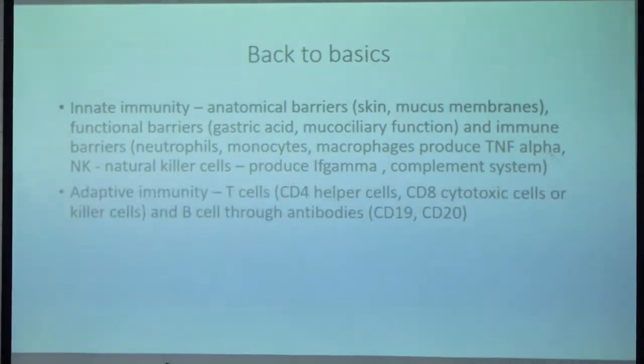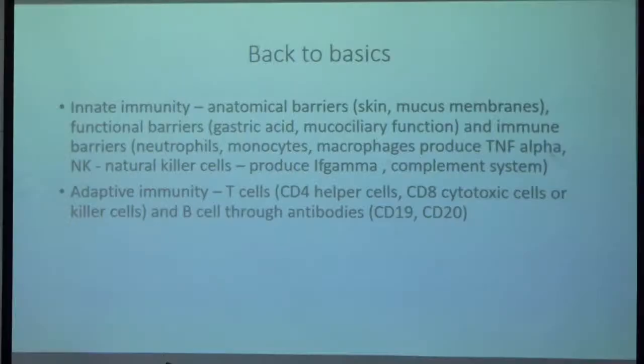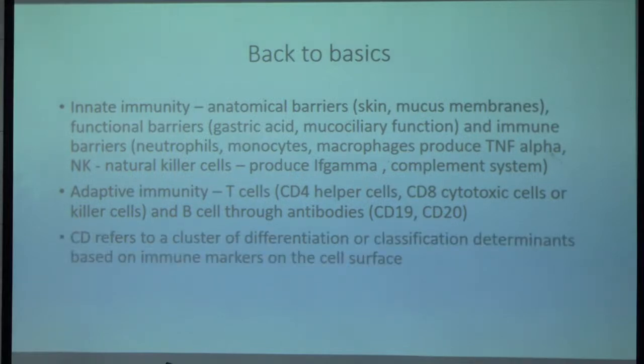And then, of course, you have adaptive immunity, and that is largely T cell. You have CD4 helper cells and CD8 cytotoxic cells, which are called killer cells. Please make a note that this killer cell is different from natural killer cells. And of course, you have the B cell, which works through antibodies, and has largely CD19, CD20. Make a note that these are not the only CDs that these cells have, but these are the most common ones that we all need to look at even when it comes to investigations.